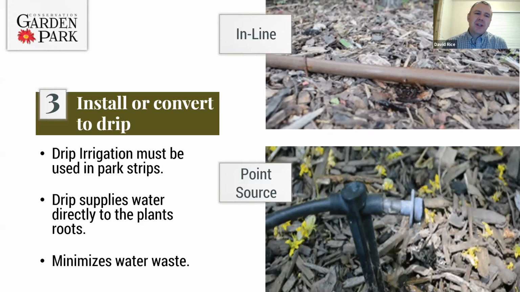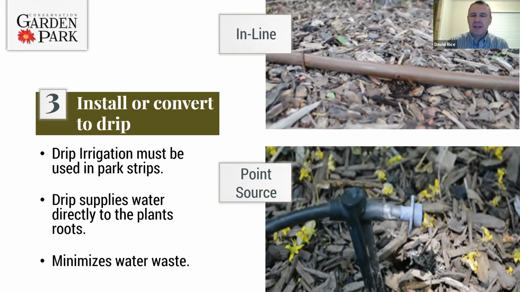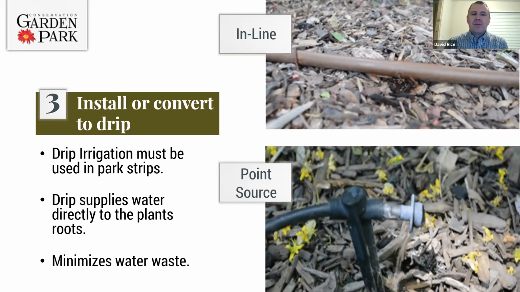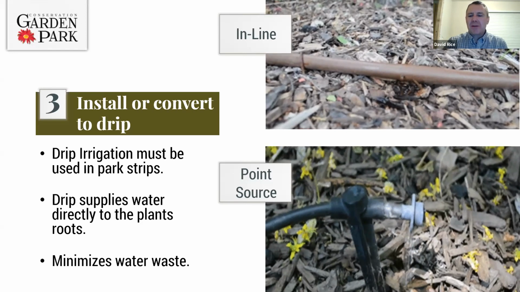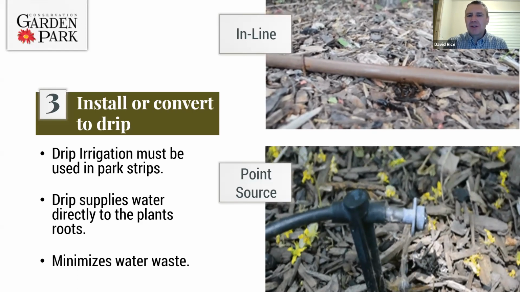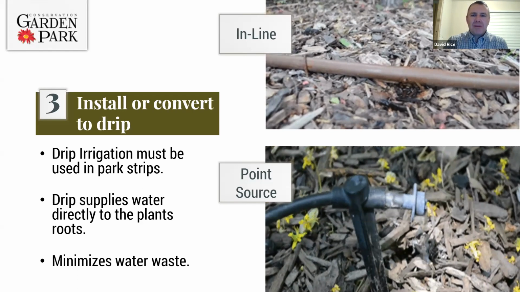So drip irrigation is a recommendation. It's a must if you're getting rebates in the Flip Your Strip in Salt Lake. Again, drip supplies water directly to the plants. It minimizes waste, and it's actually pretty easy to install. You don't need glue, you don't need anything. You can set this up yourself, okay?